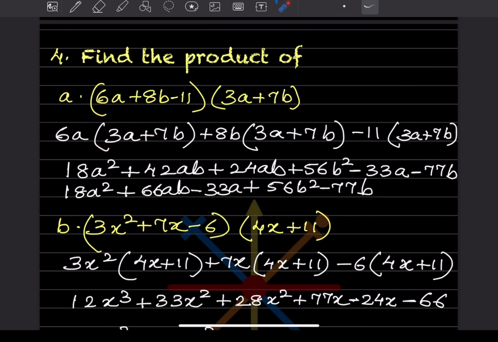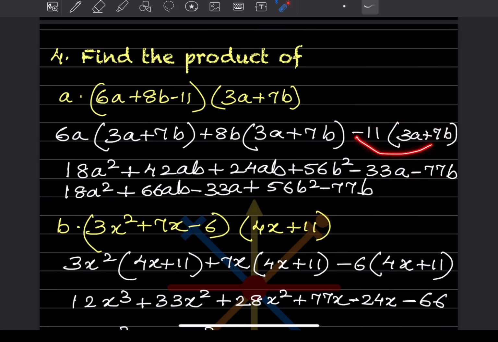So what will you do? 18a square plus 42ab plus 24ab, and this will be plus 56. This will be b into b, that is going to be b square. Now look at this one, this is minus here. So minus 33a, and this is minus and plus. So minus plus becomes minus, that is going to be 76b.